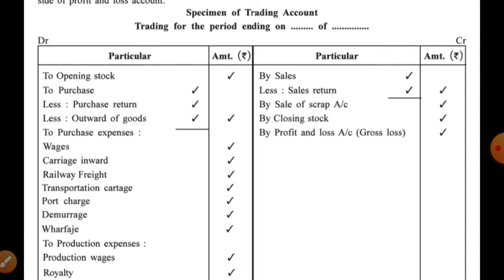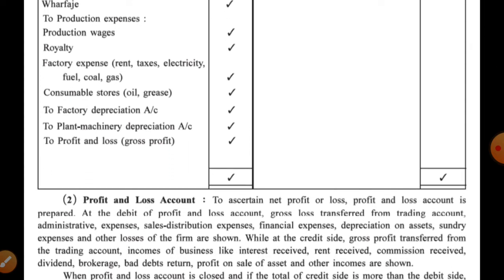In the same way, if the difference comes on the debit side, it means the credit side total is more and the difference comes on the debit side, then it is gross profit, and that gross profit will be transferred to the credit side of the P&L account.